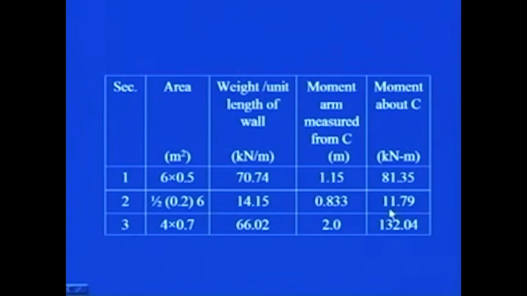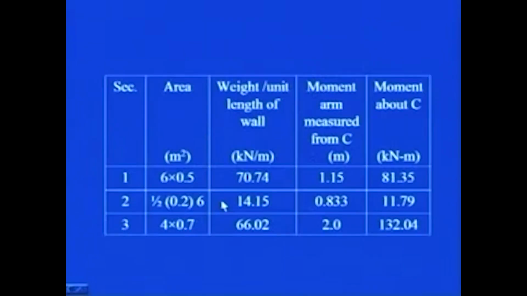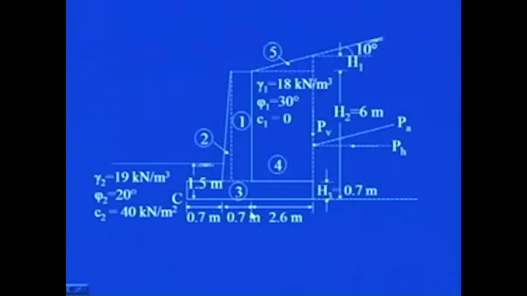about C. Similarly, for the third one, see, this is 2.6 plus 0.7 plus 0.7, that is 4, multiply by 0.7, this will give you the area. You multiply by gamma of concrete, you will get the weight per unit length of the wall due to this sectional area 3, and this will be acting at a distance of 2 meter. You see here, this moment arm is 2 meter. Simply multiply those two values and you will get the moment about the point C.